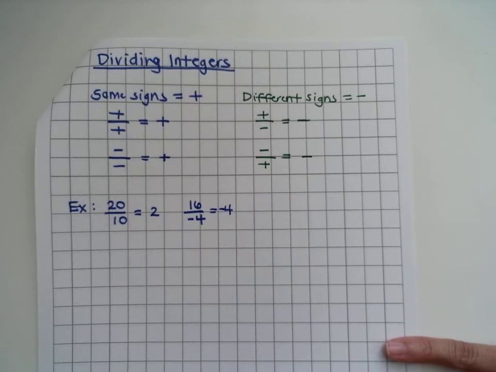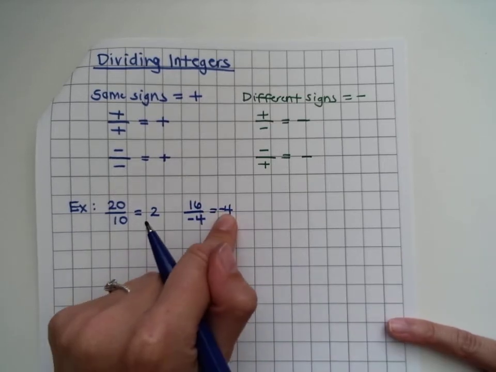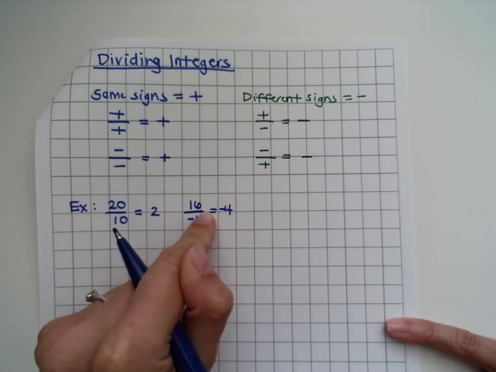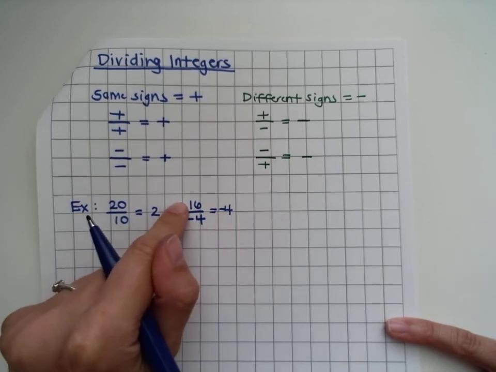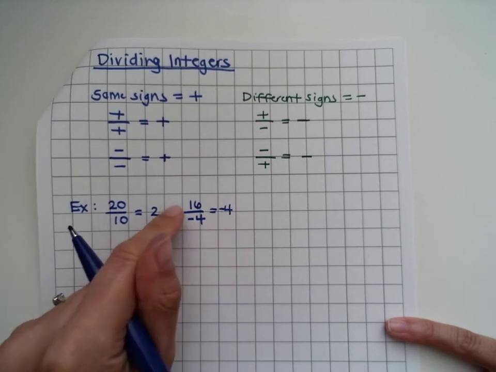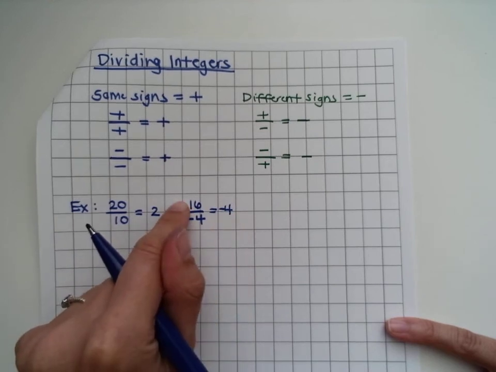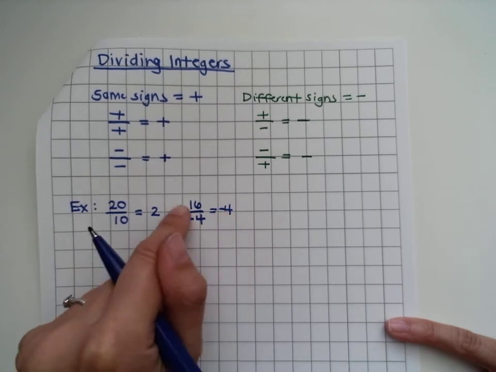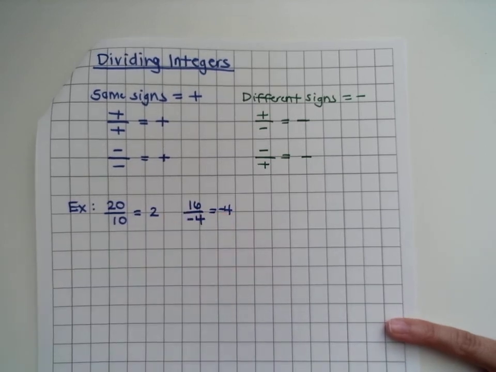And then let's check our work. So remember, our answer times the bottom number, or the denominator, should multiply to give us our numerator, or the top number. So negative 4 times negative 4, does that give me positive 16? Yes, it does. 4 times 4 is 16, and a negative times a negative is a positive. So we know we divided correctly.